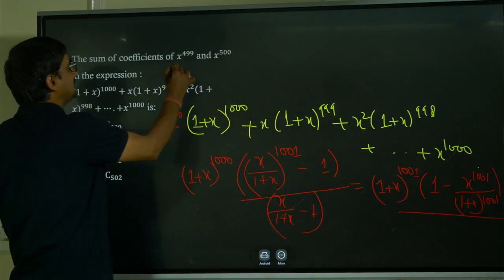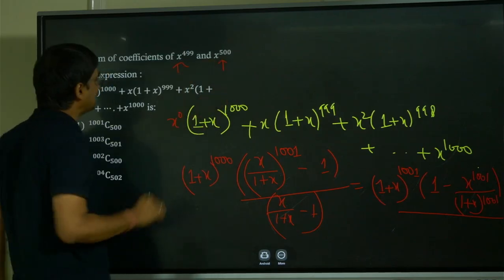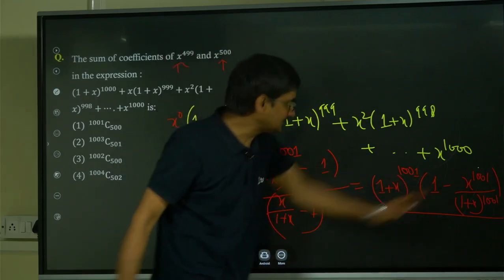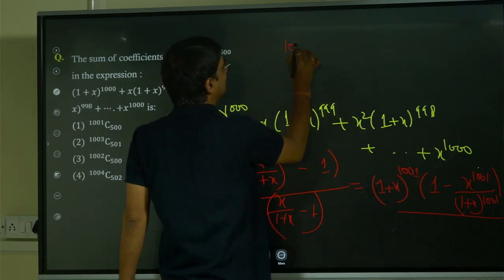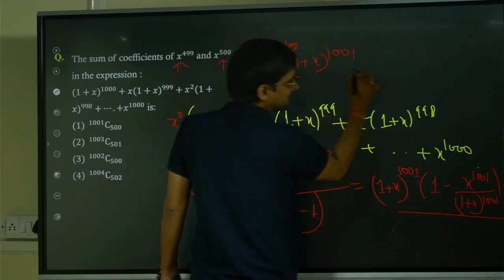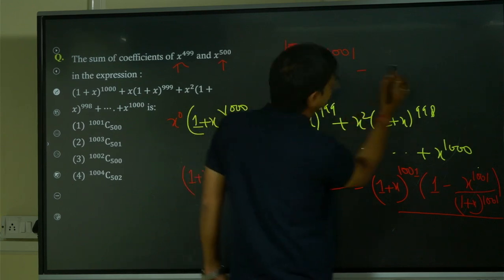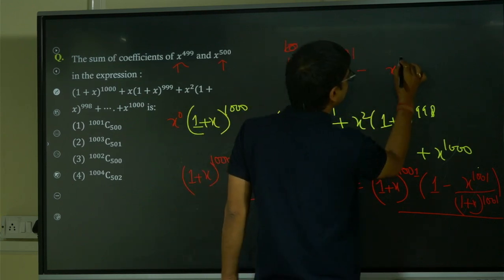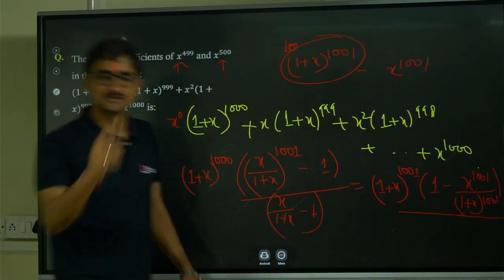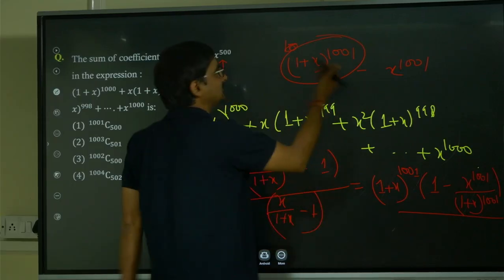Now see, we need x raised to the power 499 and x raised to the power 500. Now from where will we get it? Once we simplify, we get 1 plus x raised to the power 1001 minus x raised to the power 1001, so simply the binomial 1 plus x raised to the power 1001 will give us both the terms. So what are they? So 1001.